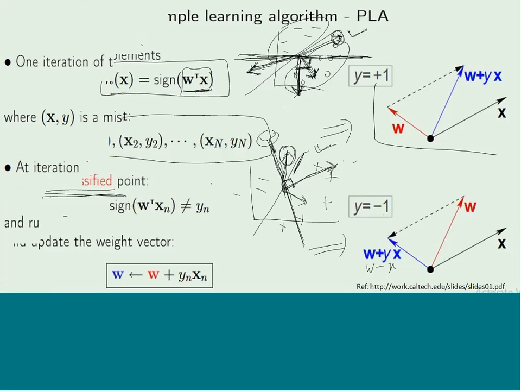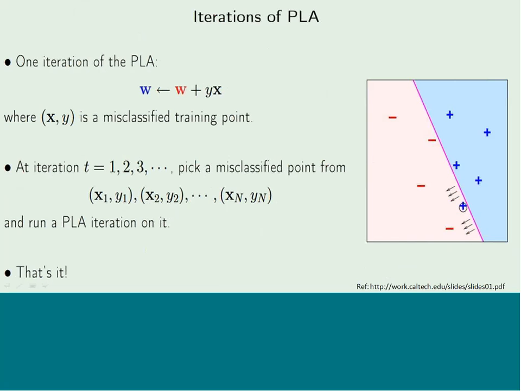I'll move to the next slide now. So one iteration of PLA is w plus yx, that you know what it is. This y is nothing but plus or minus one. I already explained it in the previous slide. So the iteration goes: pick a point from this set and run the PLA algorithm. That's it.